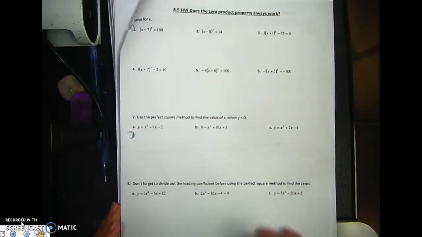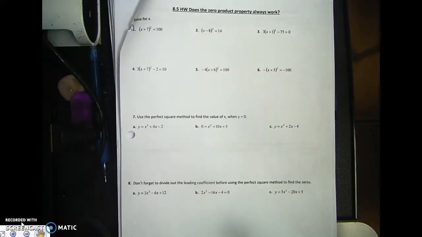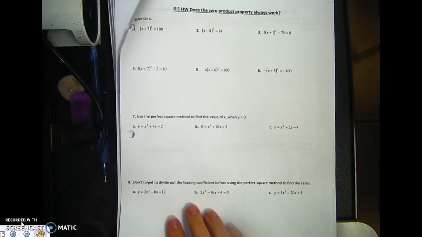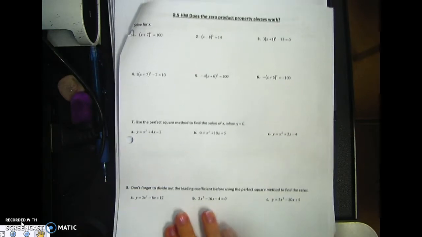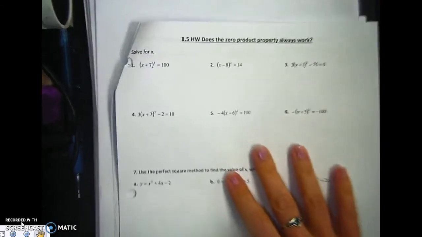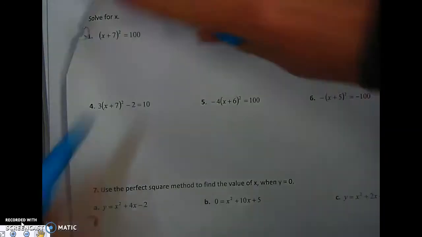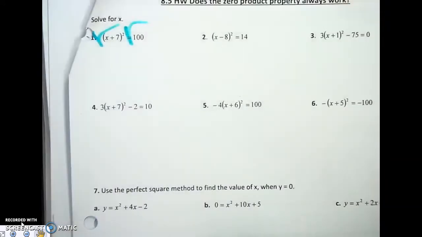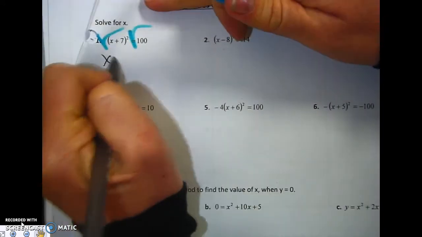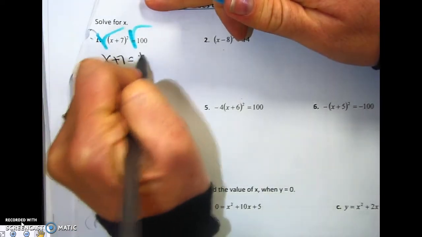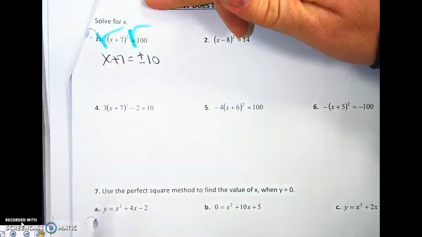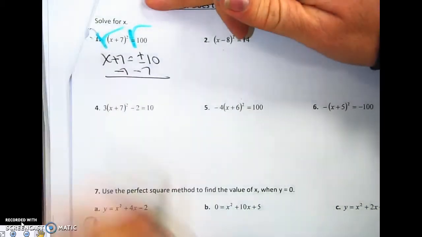If you've already completed this page, you don't need to necessarily watch the video unless you want to check your answers. This was last night's homework, which was Tuesday night's homework. I want to go over a couple examples, and I'm not going to do all of it, but I'll do some of it. As soon as you see a squared, square root, square root. Once you square root, x plus 7 equals plus or minus 10, minus 7, minus 7.